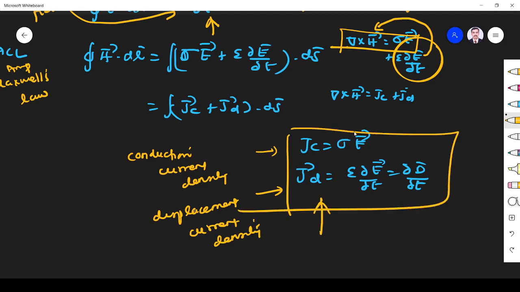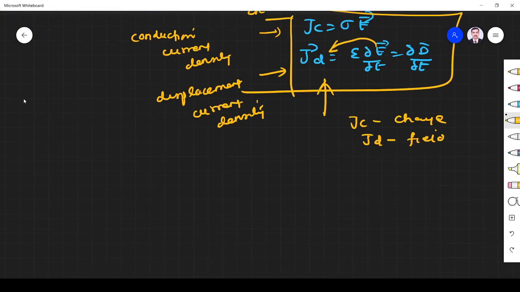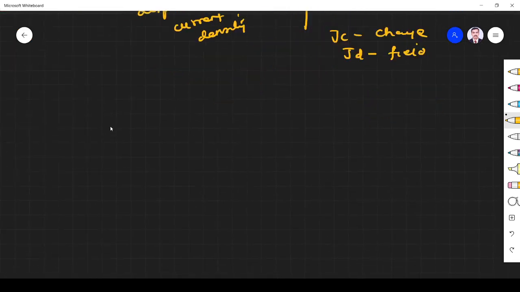You see conduction current and displacement current. Displacement current is due to field, whereas conduction current is due to charge. So Jc is due to charge, that is a very important point. Jd, displacement current, is due to field, electric field. That is very, very important. Don't forget this question, they have asked it many times. Fine. So that thing we have to remember.